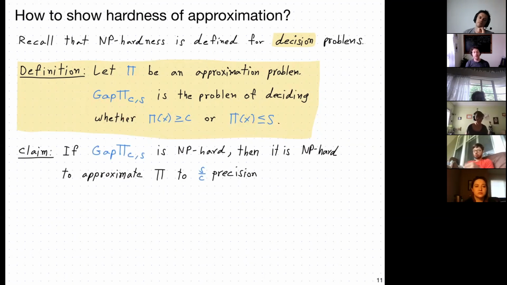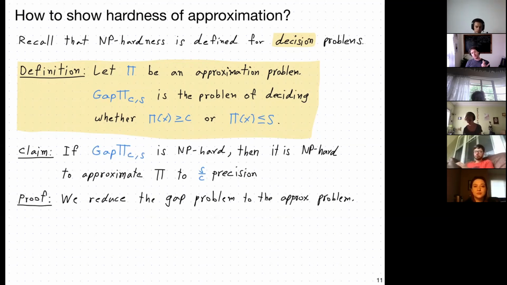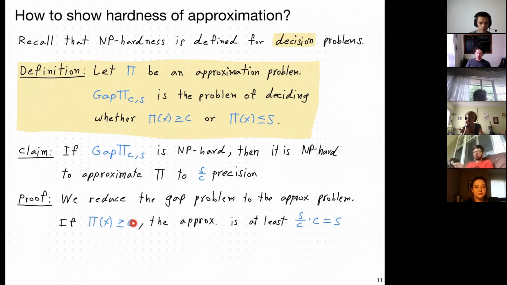So what exactly are we going to do here? We want to show that if we have this gap problem, and the gap problem is NP hard, then it is NP hard to approximate to precision S/C. What does it mean that it is NP hard to approximate? It means that if I had an efficient algorithm for approximating pi, then I could solve this NP hard gap problem. So how do we do it? It's a simple idea. We start with this gap problem and we reduce it to an approximation problem. If there exists a solution which passes the threshold of C, then the approximation has to give us something which is at most worse than C by a factor of S/C, just because this is how we define the precision, the 1/alpha.